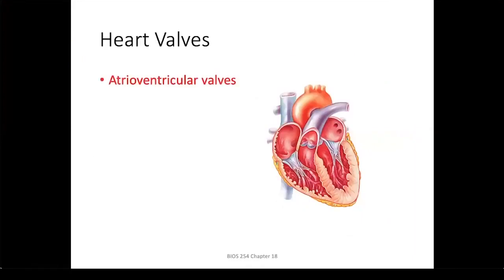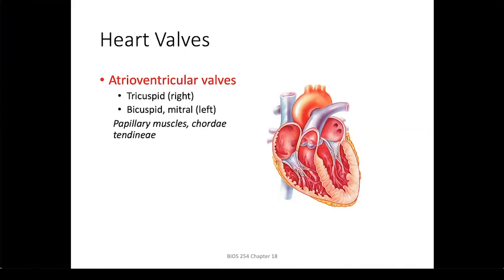There are 2 different types of valves in the heart. The atrioventricular valves are between the atria and the ventricles. The right AV valve is called the tricuspid valve because it has 3 cusps. The left AV valve is called the bicuspid valve or the mitral valve. It will have two cusps.